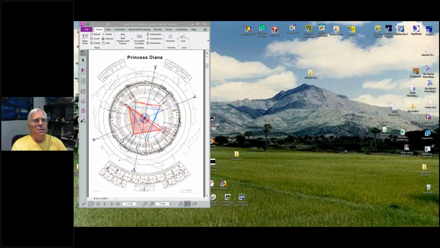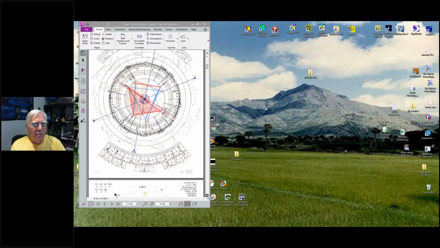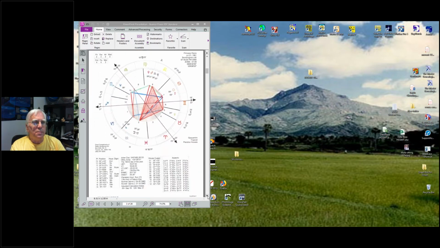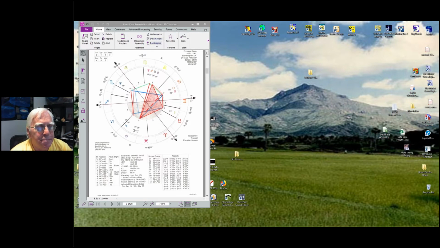Okay, so Princess Diana is her basic chart. It's an old chart, has the old symbols of the signs on it, has the I Ching hexagrams on it, has her basic houses and signs and aspects. We'll just move it over to something a little more familiar. Just here's our computer printout.